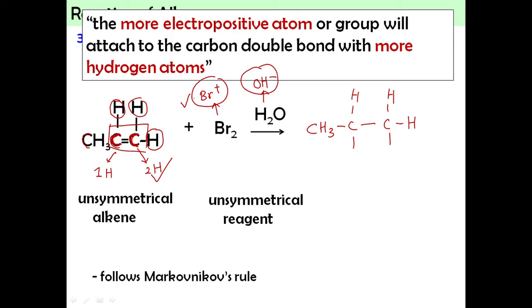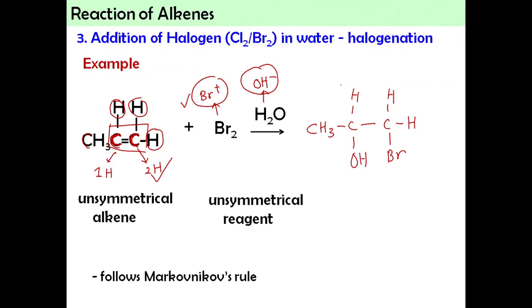Jadi, yang positif akan pergi ke carbon yang lagi banyak hydrogen. So, Br akan masuk sini. OH akan masuk sini. Okay, so this is your product. So, hopefully boleh faham lah. Kalau awak ada unsymmetrical reagent, unsymmetrical alkene, mesti follow Markovnikov rule. Okay, so dah dapat produk. Okay, jadi kita dah settle untuk reactions yang ketiga.